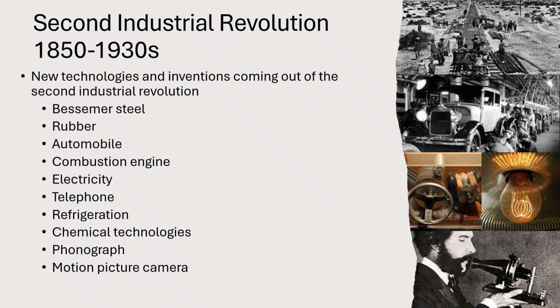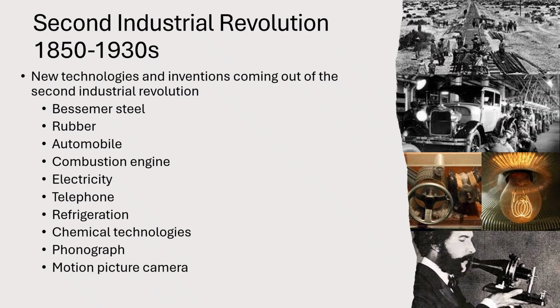And one of the first major things to come out of the second industrial revolution is Bessemer steel. And Bessemer steel was a type of steel that was particularly strong, and it was invented in the 1850s and 60s. And the process is essentially where you take pig iron and you heat it to super hot temperatures, and it removes all of the impurities from the iron, and the product that you get coming out is a super strong steel.